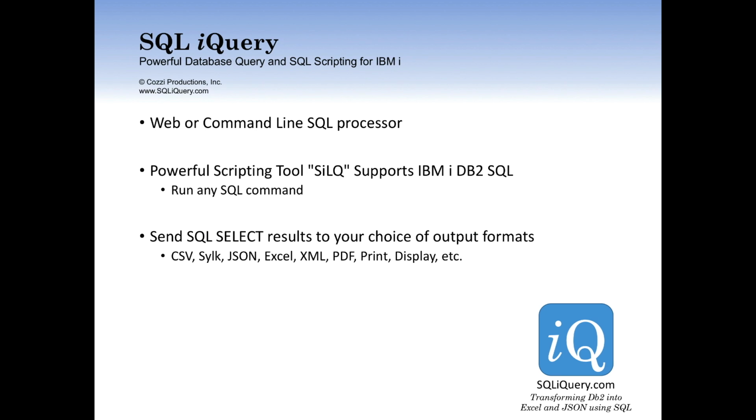SQL iQuery is a web or green screen command line SQL processor. It has a powerful scripting tool called Silk that supports IBM DB2 SQL, and you can run any SQL statement you want. But in addition to that, it allows you to transform your database using SQL into one of several formats. You can output CSV, JSON, Excel, PDF, XML, and more using SQL iQuery. It's both a command line tool and a source processor, so it'll run SQL scripts or allow you just to run that ad hoc statement from within CL, including the select statement.